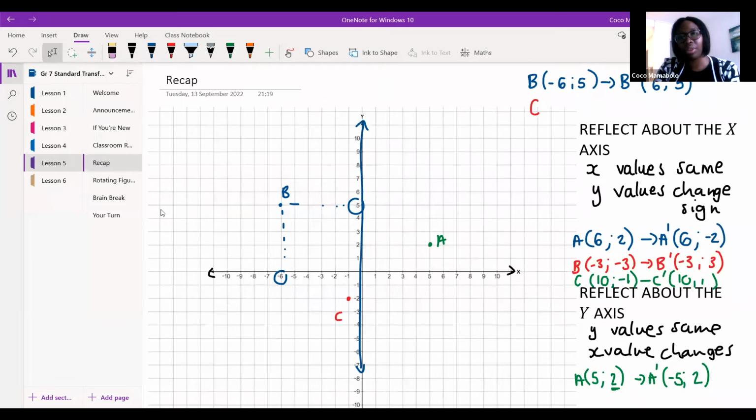Okay, C. Give me the coordinates for C. It's -1 and -2. Excellent. And if I had to look for C prime, what would my values change to? It will be -1 and +2. Sure. Are we sure about that? Which one changes sign?